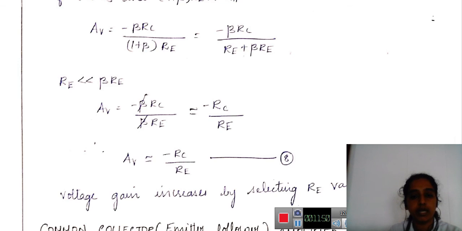This is about the analysis of common emitter amplifier in the bypass and the unbypass circuit.